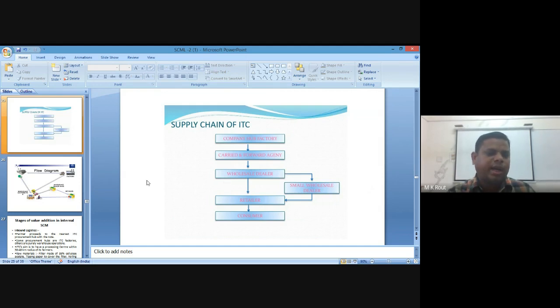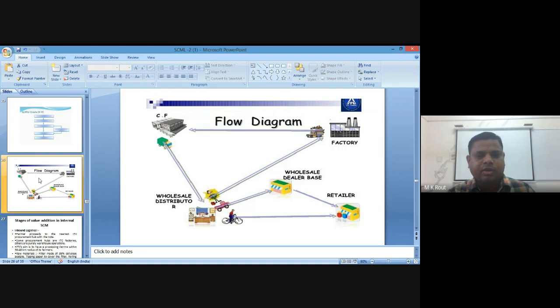If you go to the process flow diagram, initially the first one is the factory hub. The factory hub is well connected with the carry and forward agency, and this carry and forward agency is well connected with wholesalers, distributors, as well as small retailers, or you can say small intermediates. And with the help of the retailer, it reaches the customer. Then next, we are talking about value addition. These are the stages. I will show the next slide.